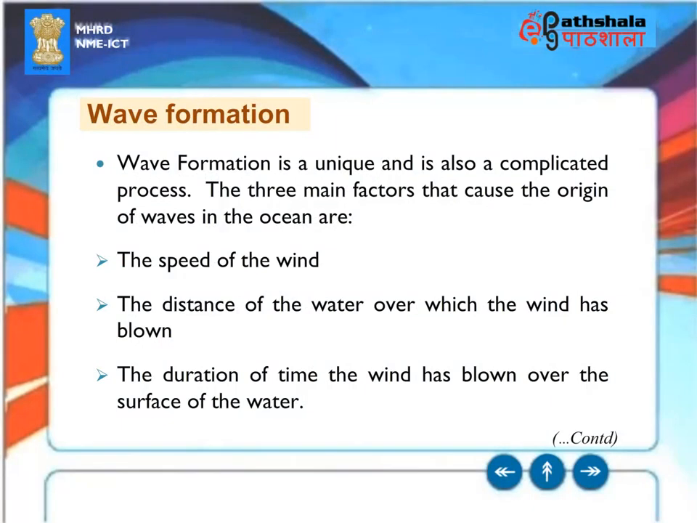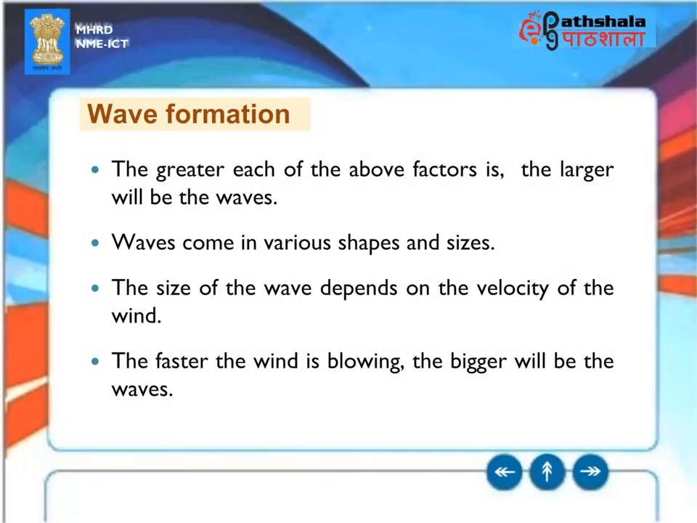Wave formation. Wave formation is a unique and also a complicated process. The three main factors that cause the origin of waves in the ocean are the speed of the wind, the distance of the water over which the wind has blown, and the duration of time the wind has blown over the surface of the water. The greater each of the above factors is, the larger the waves will be. Waves come in various shapes and sizes. The size of the wave depends on the velocity of the wind. The faster the wind is blowing, the bigger the waves will be.